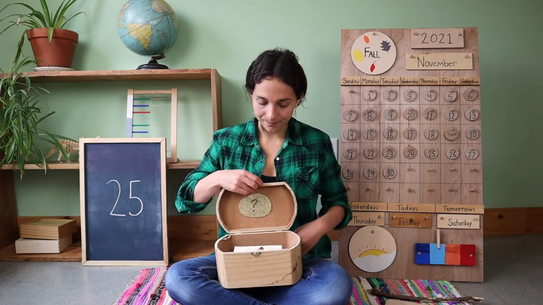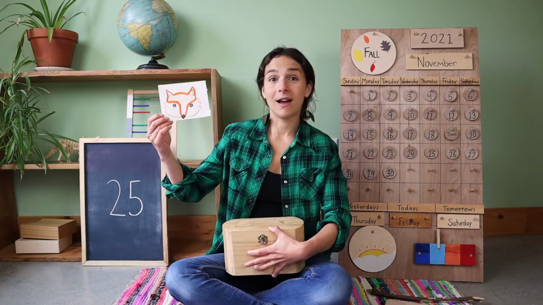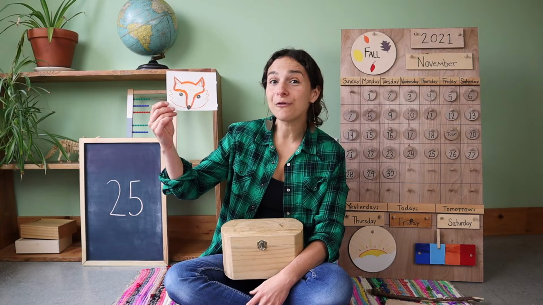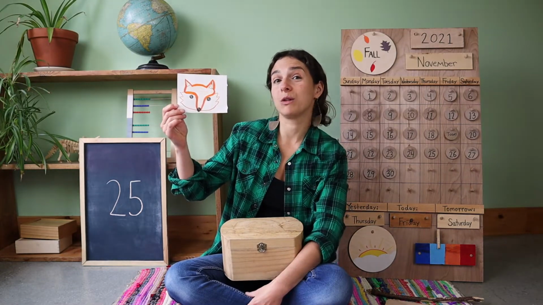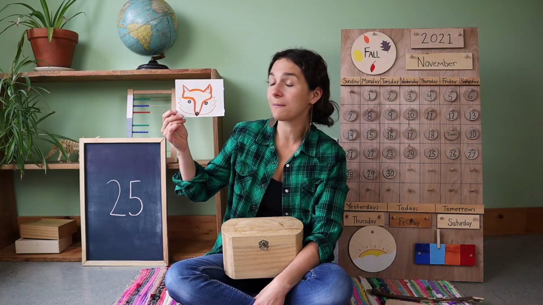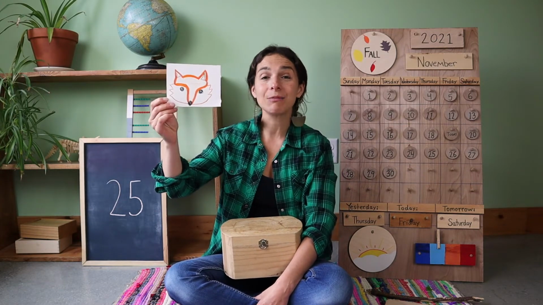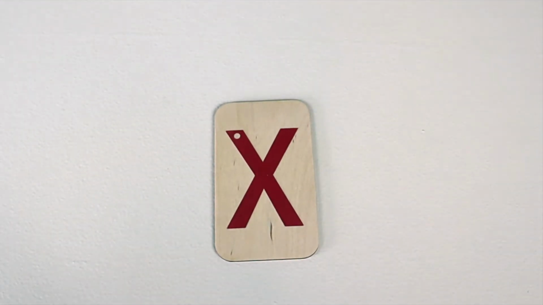Let's see. This is a fox. So this fox is a red fox, which lives in the forest, but there are other kinds of foxes around the world. Fox ends with the letter X. X. This is how you write in uppercase. X.